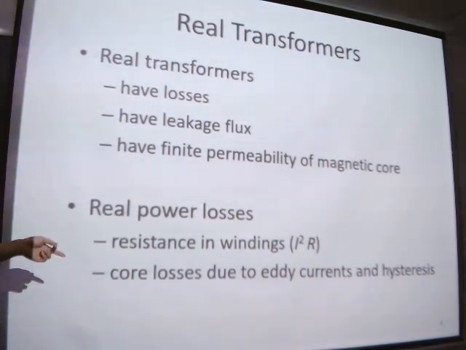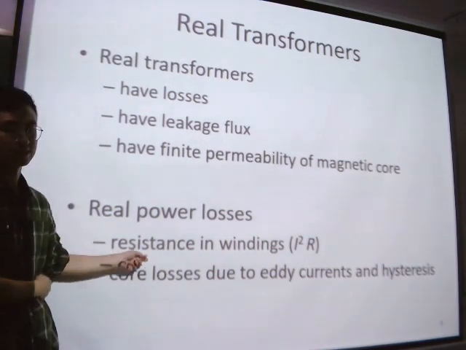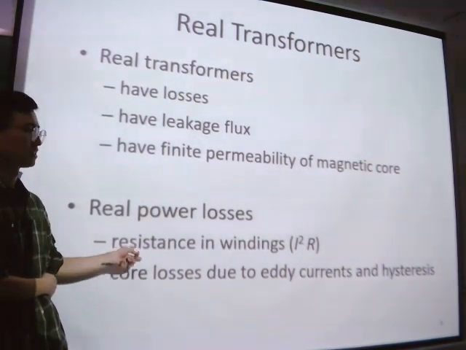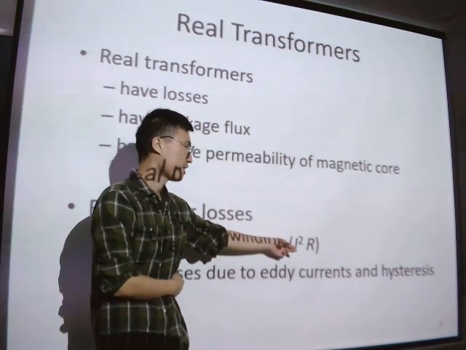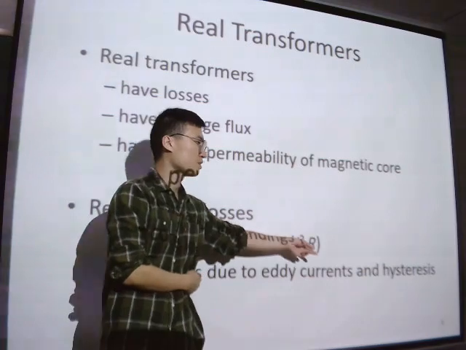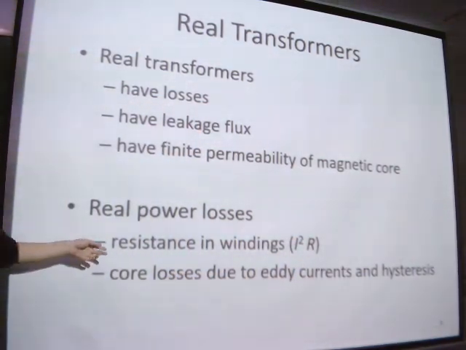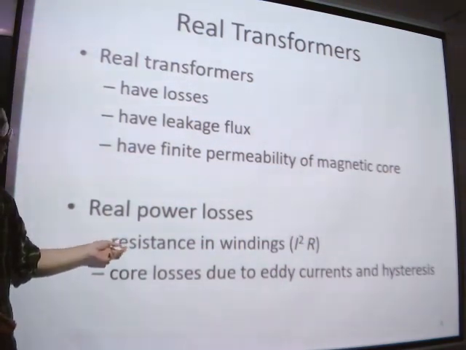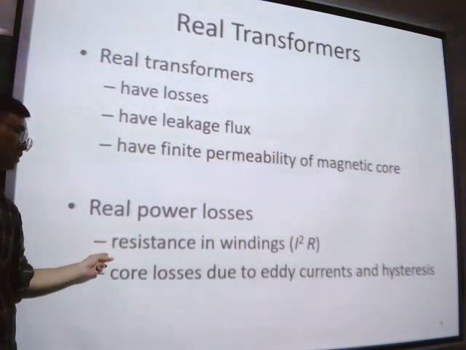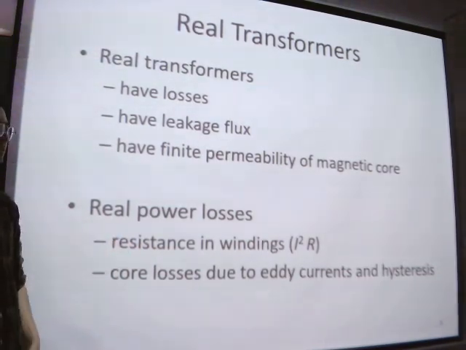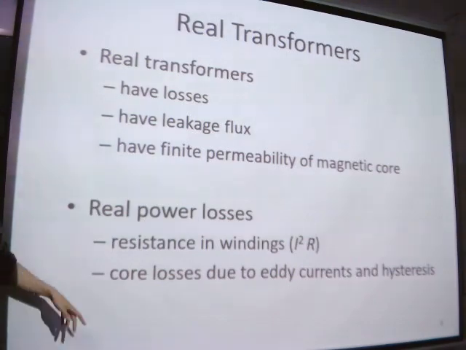So almost the whole part of the real power losses will be related to the resistance in the windings. Okay, so it will be related by the current squared multiplied by the resistance. And so most of this energy in the electric power will be transferred to heat. Okay, so it will be very hot if you touch this winding.